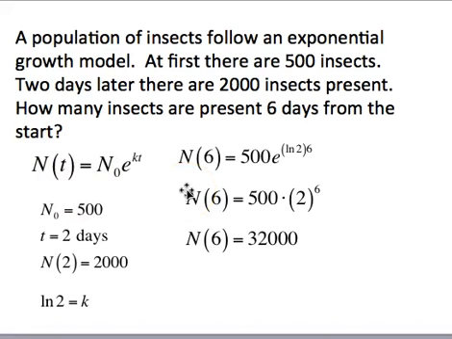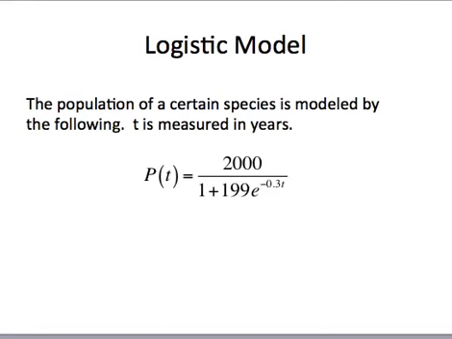But the problem with this population model is it grows forever. And eventually you're going to get to a point where you can have no more insects, and that's when the logistic model comes into play. So here's how this works. A certain species is measured by this population, which is a little more realistic for environments that are constrained. So some number on the top, 1 plus some number e to something t. That is in essence how our logistic model is going to work.